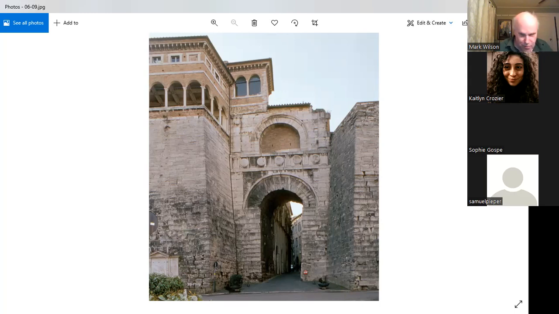200 BC or BCE. So what we're looking at is the last remaining section of Etruscan city walls in all of Italy. So it's the last remaining section of an Etruscan city wall. It's the main gate to what was once an Etruscan city. Today, it's the city of Perugia. I have no idea what the Etruscans named it. Nobody knows their language. That name Perugia is a modern Italian word.